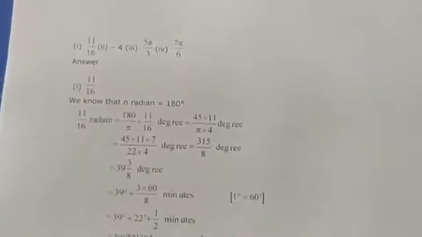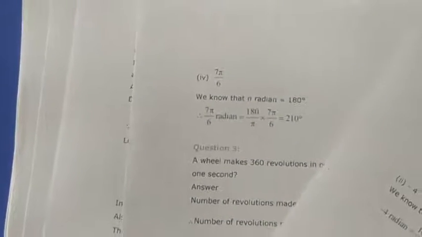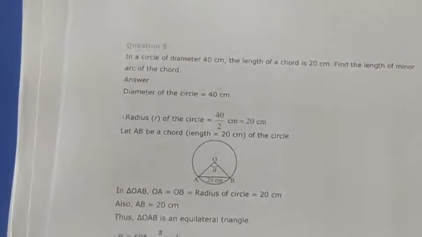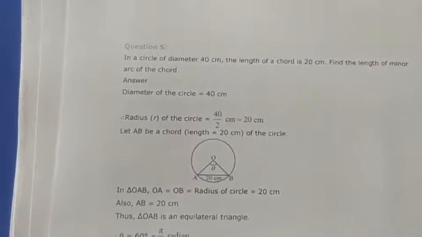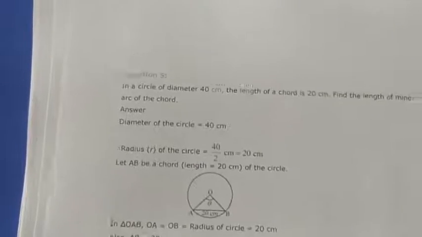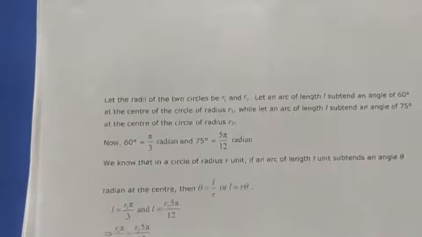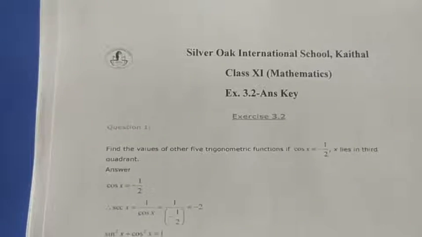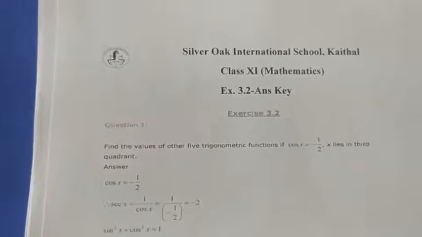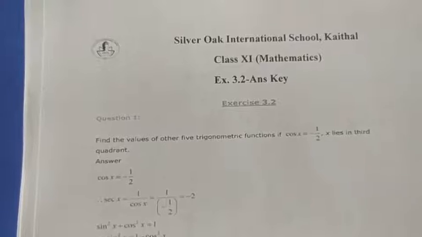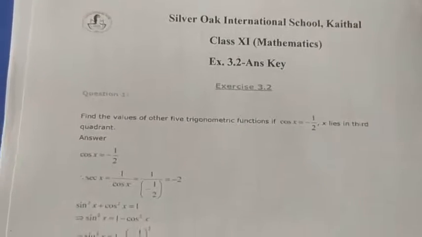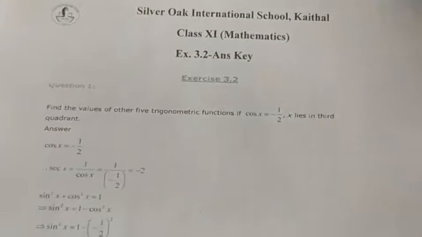Right? Next, after this question, the next exercise is 3.2. In exercise 3.2, we will do the values of trigonometric functions as you have done in class 10th also. In class 10th, you found the values from 0 to 90 of sine, cos and the remaining trigonometric ratios. Similarly, you have the quadrant system.